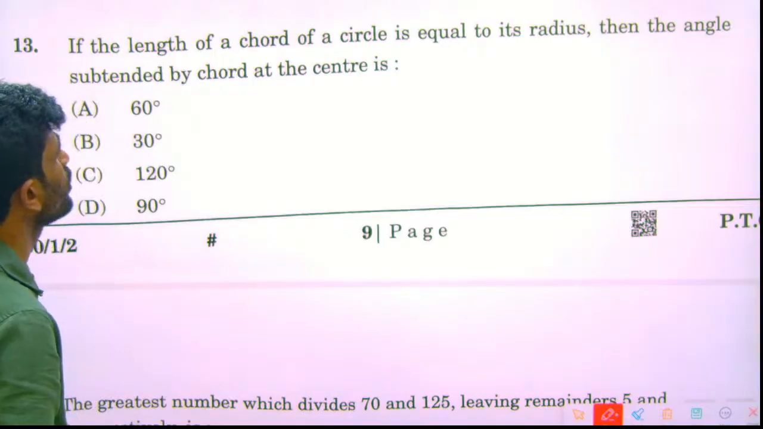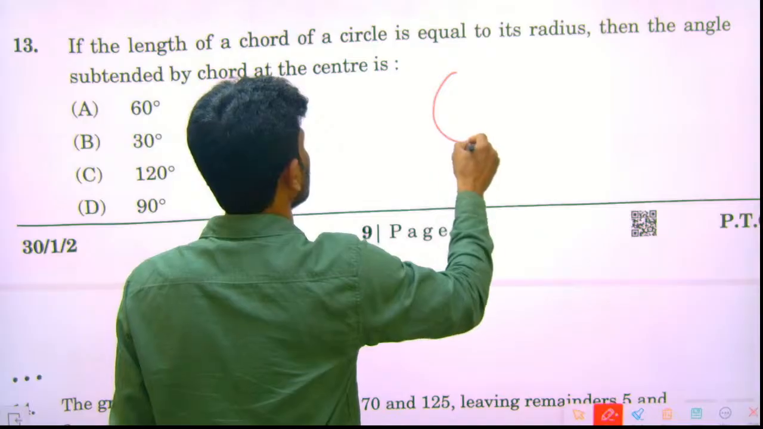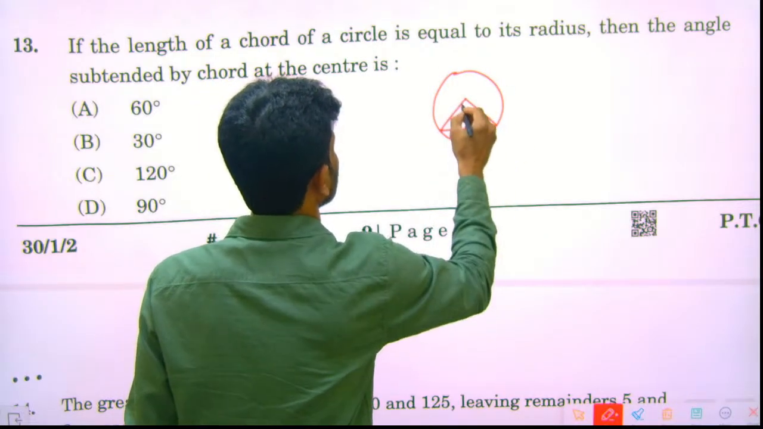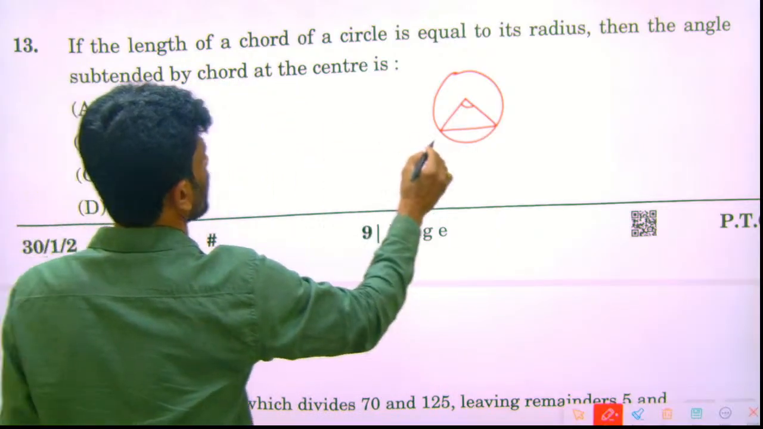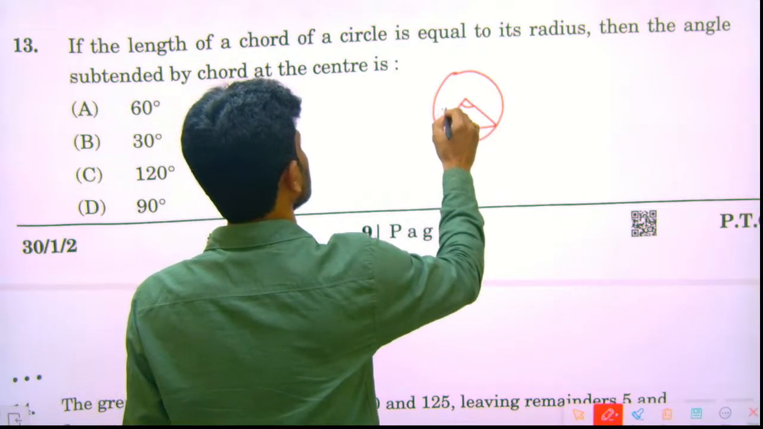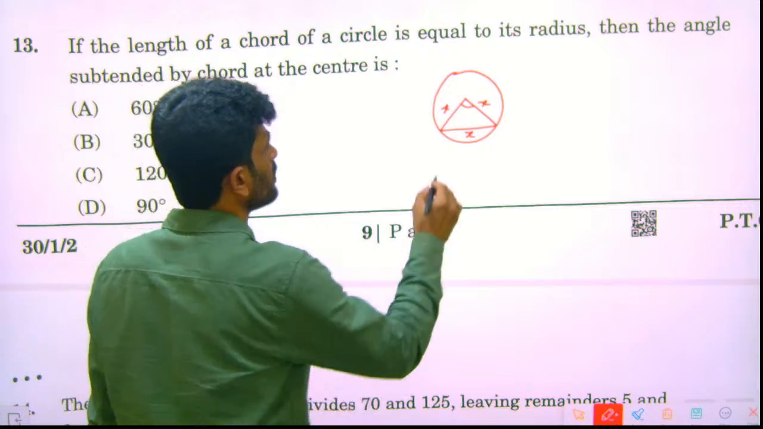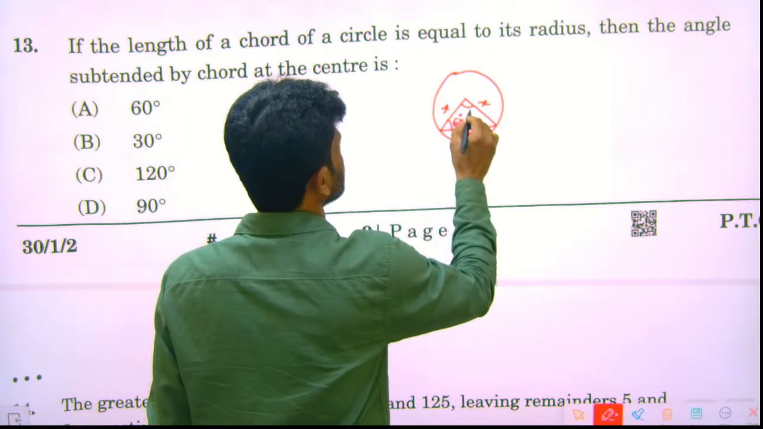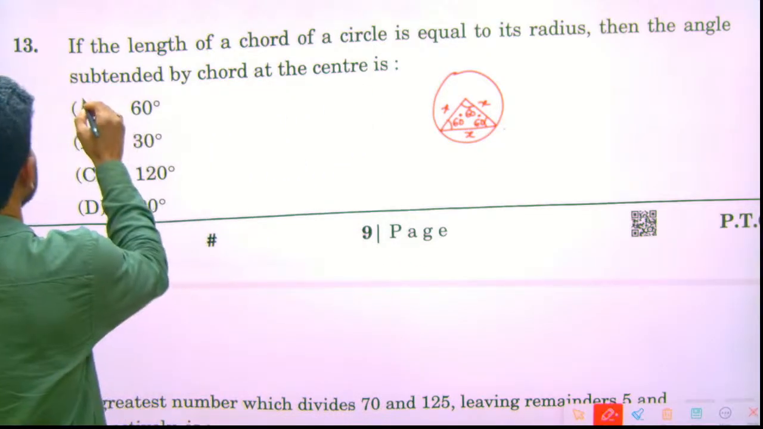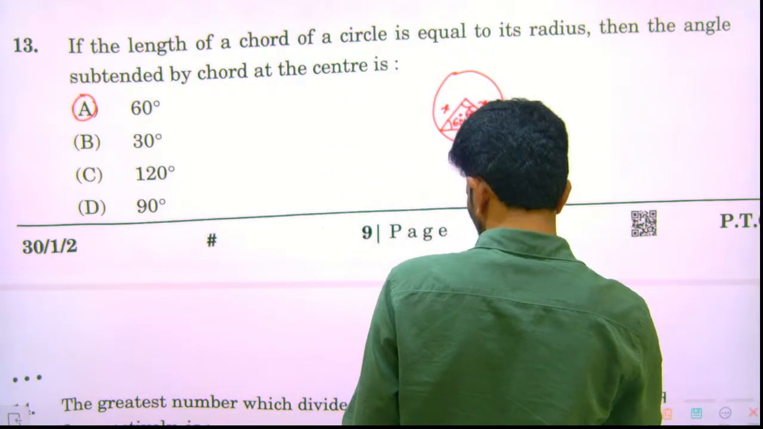The length of the chord of a circle is equal to its radius, then the angle subtended by the chord at the center. So what is given here? Length of the chord, this one x suppose, and that is also equal to its radius. Means what? This is x, if this is x, this is also x. All the three sides of the triangle are equal, then what happens? Each angle will be 60 degrees. So the angle at the center also will be 60 degrees. So option A is correct. Question number 13, option A is correct.